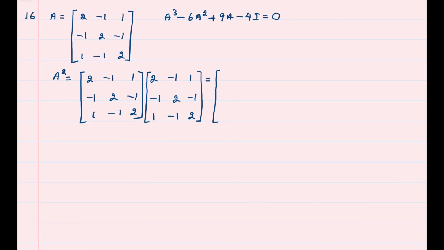Four plus 1, which is 6, minus 2 minus 2 minus 1, minus 5, 1 plus 1 plus 2, 5, minus 2 minus 2 minus 1, minus 5, 1 plus 4 plus 1 is 6, minus 1 minus 2 minus 2 is minus 5, 2 plus 1 plus 2 is 5, minus 1 minus 2 minus 2, minus 5, 1 plus 1 plus 4, 6. A cube is A square times A or A times A square. Both will give you the same answer.